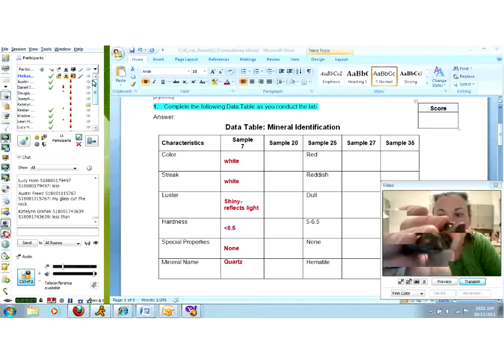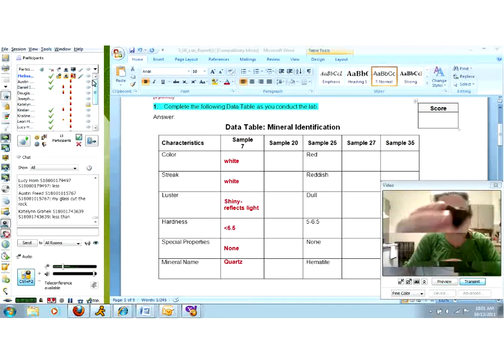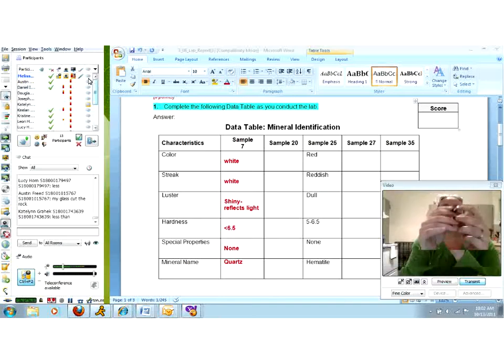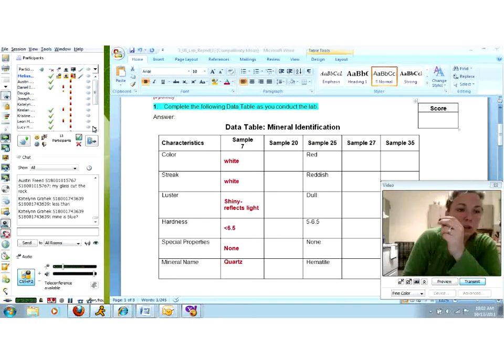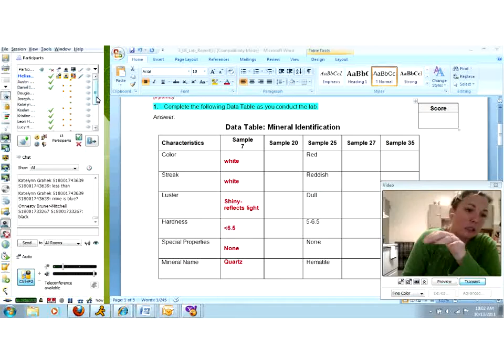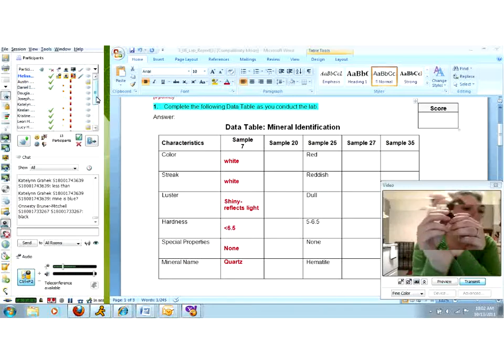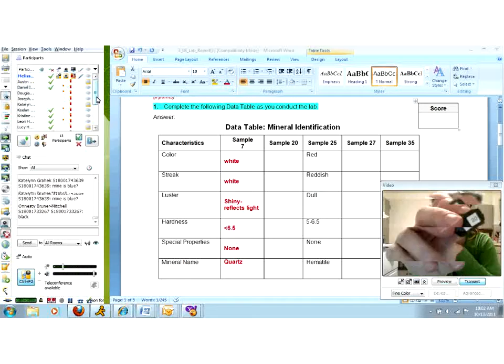If you have your rock kit, even if you're not doing the lab, at least take a look at the samples so you can identify or recognize the colors. Okay? So what color is your sample 20 if you're following along at home? Also, mine scratched the glass. Okay, mine is red and black.